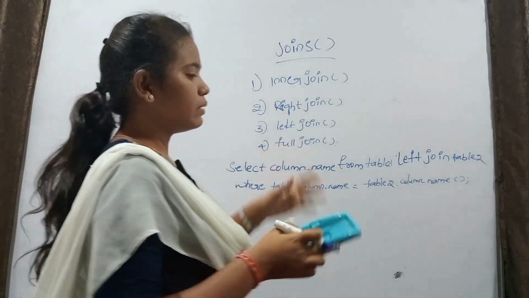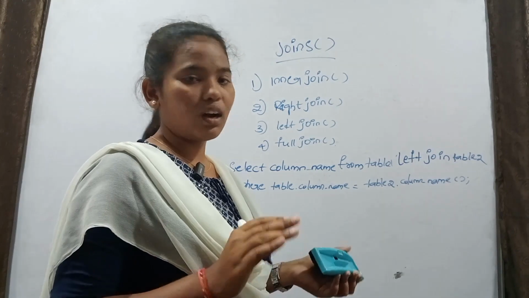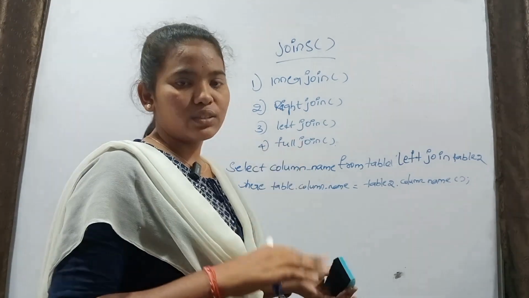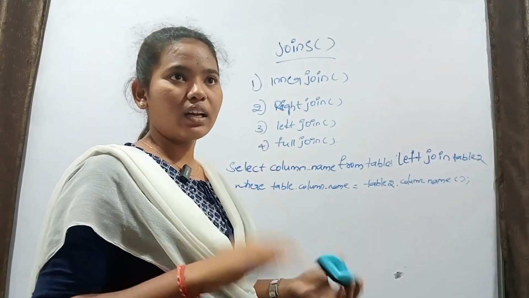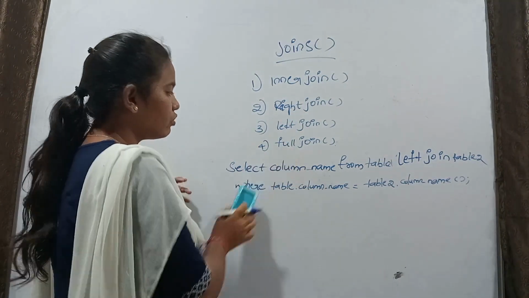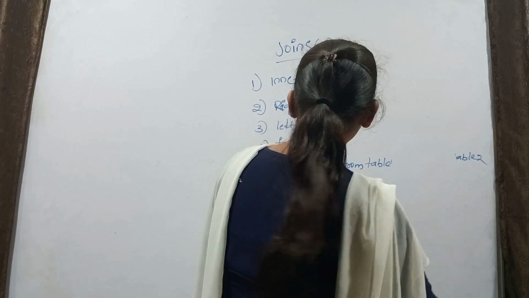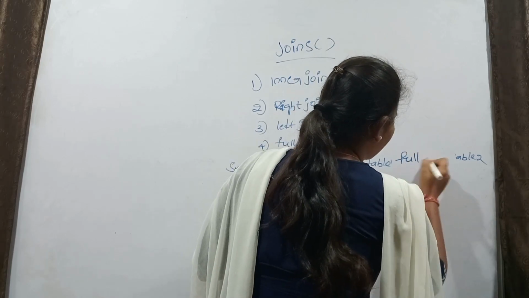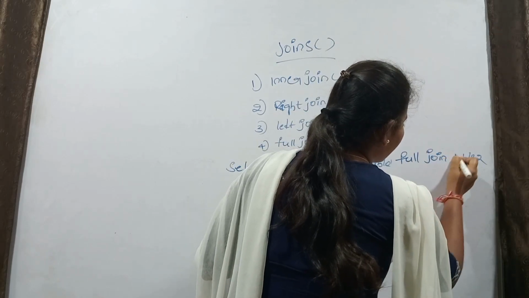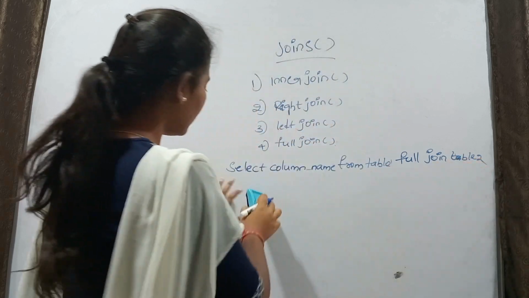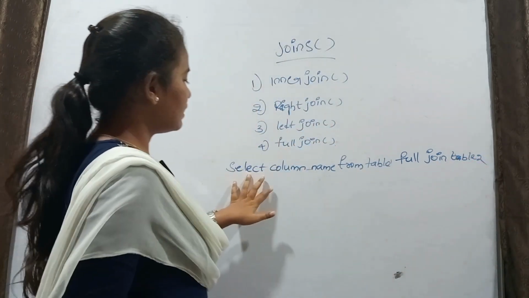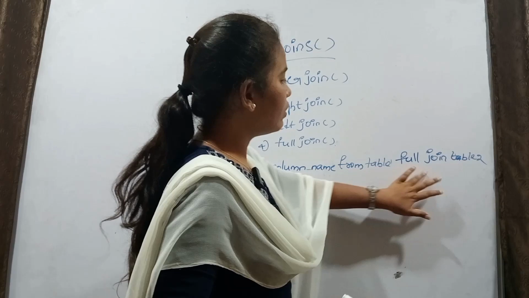And full join. Full join means it will return all records matched from either left table or right table. Syntax for full join means, now we are using syntax for full join. Select column name from table 1 full join table 2.